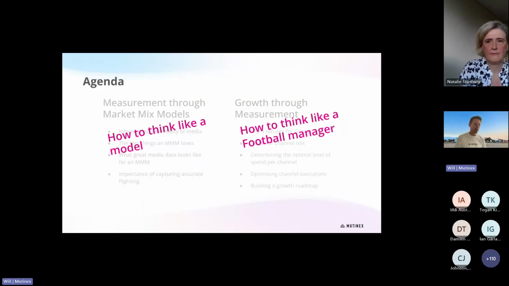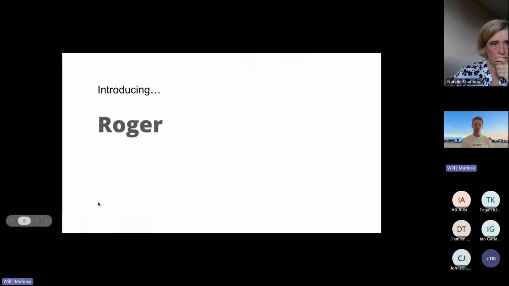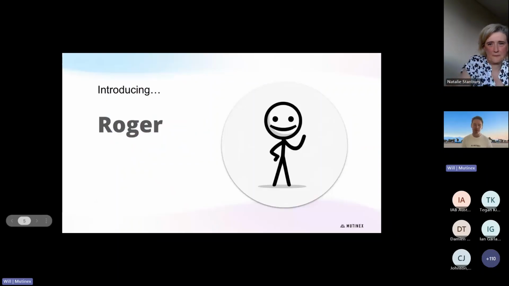But before we do, at Mutinex, we think of ourselves as pretty on the bleeding edge of tech, so I thought I'd better try and make this presentation as advanced as I could. I decided to train up my own GPT to help me do this. I trained it up in all things econometrics, Bayesian hierarchical models, etc., to look at how it could help me bring this presentation to life a little bit. And it has provided me with a very glamorous assistant called Roger. Roger's going to be helping us throughout this presentation, ultimately trying to bring to life what the world of econometrics is all about and how we can use it to drive growth for our customers.